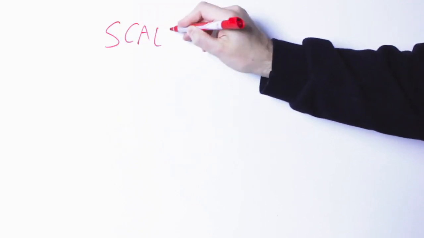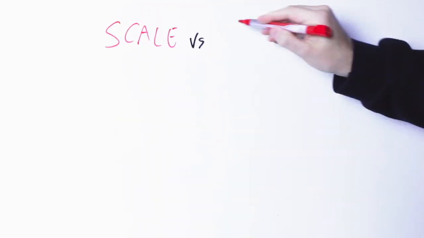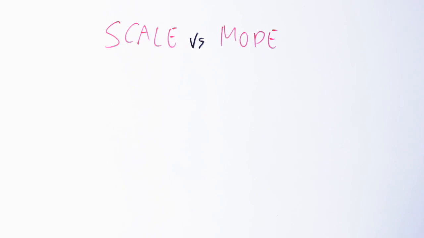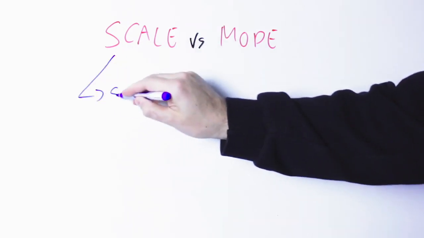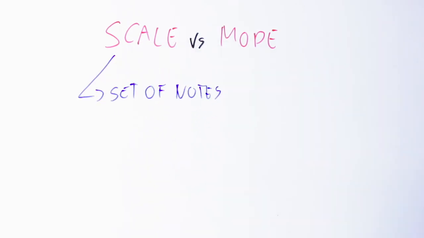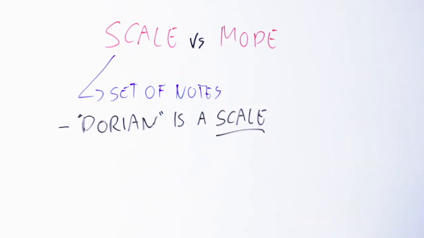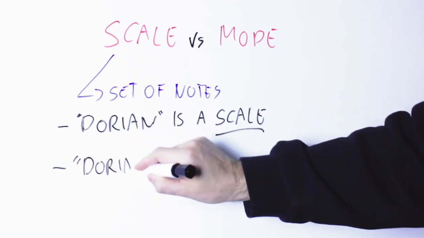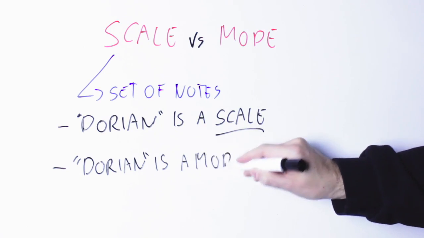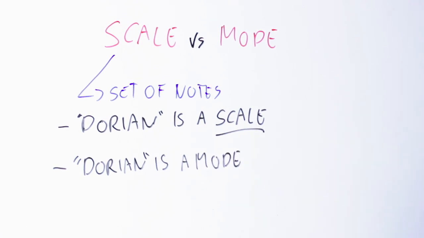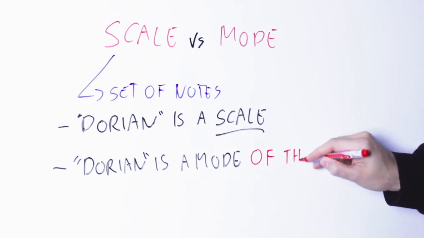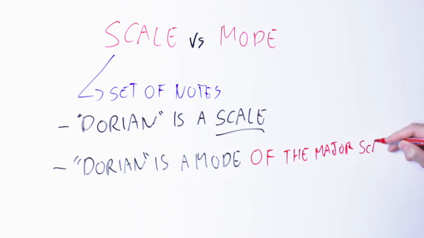Now, first of all, what are modes? Well, modes are just scales, and scales are simply sets of notes that we're gonna play together. When people ask what is the difference between a mode and a scale, they don't understand that those two words refer to something completely different. For instance, Dorian is a scale. I could talk about the D Dorian scale, D, E, F, G, A, B, C. Dorian is also a mode, but saying that Dorian is a mode is an incomplete sentence. The complete sentence is Dorian is a mode of the major scale.